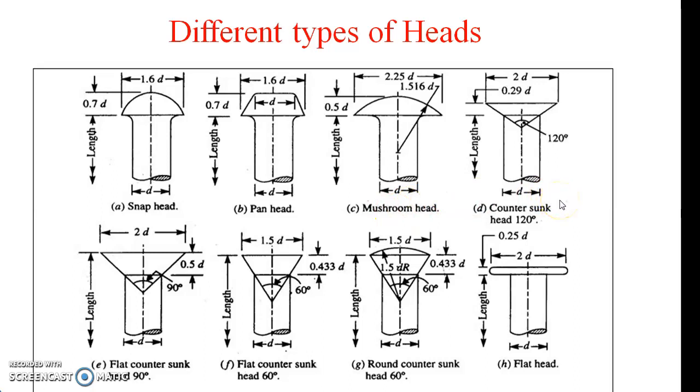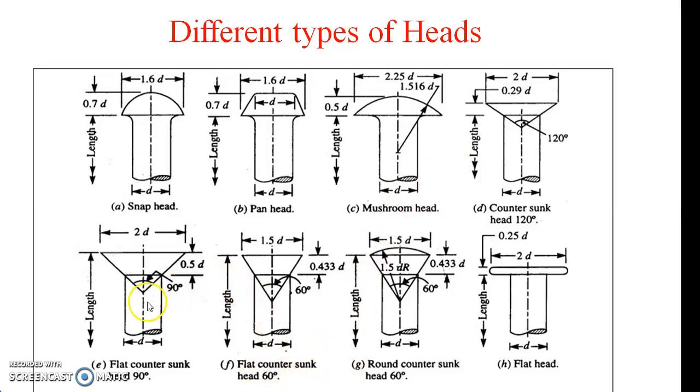Then is counter sunk head. Counter sunk head is used with conical faces. Conical face means the head face will be flat, and the cone angle is about 120 degrees. So that is called counter sunk head. Next is flat counter sunk head, where this cone angle is 90 degrees. So this is called flat counter sunk head. Next is flat counter sunk head.